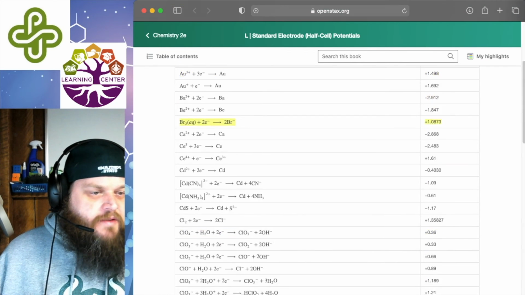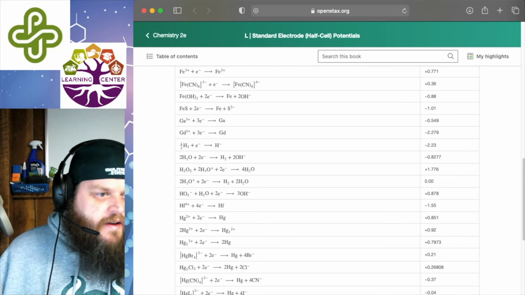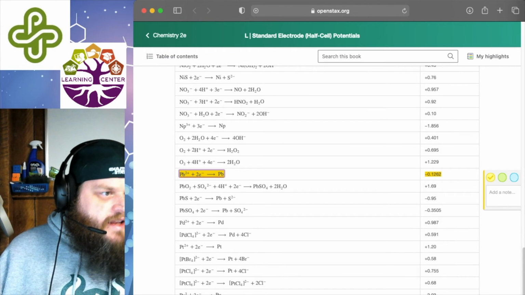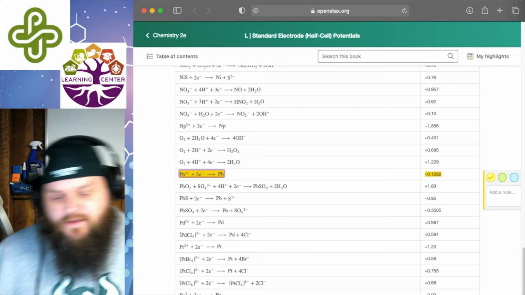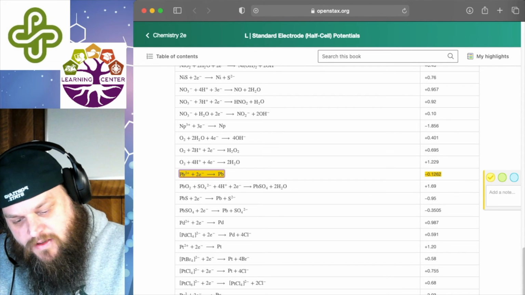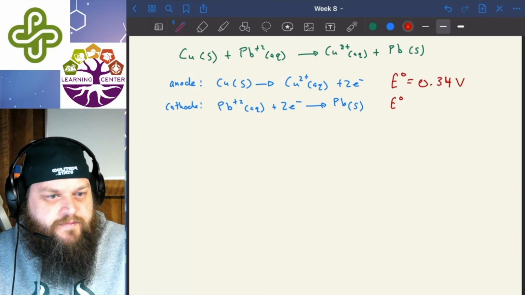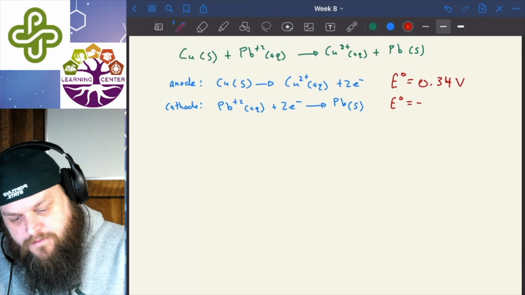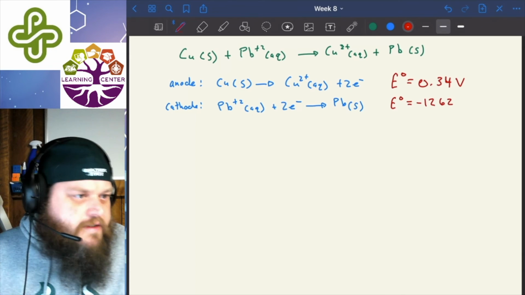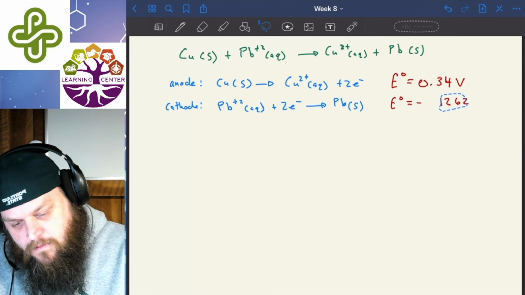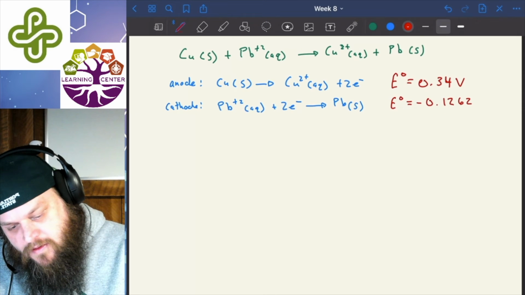Switching back to my browser, scroll down until I find lead. Here's lead here. We can see it's going to be negative 0.1262. So the cell potential, negative 0.1262. There's a decimal place in there. That should have been a 0. Negative 0.1262.